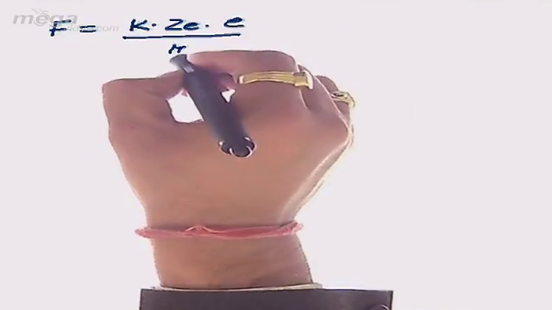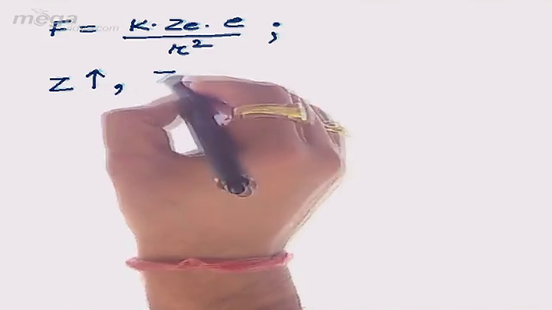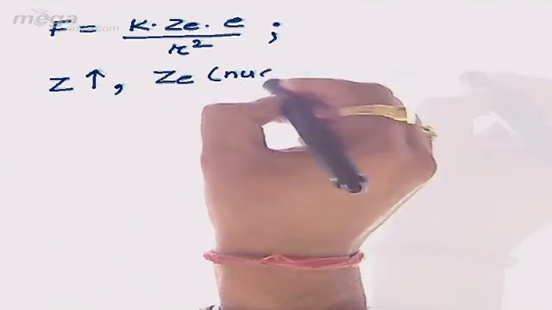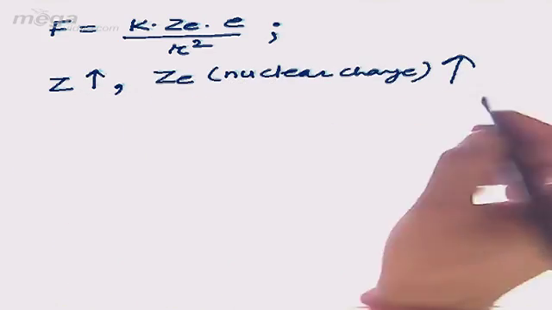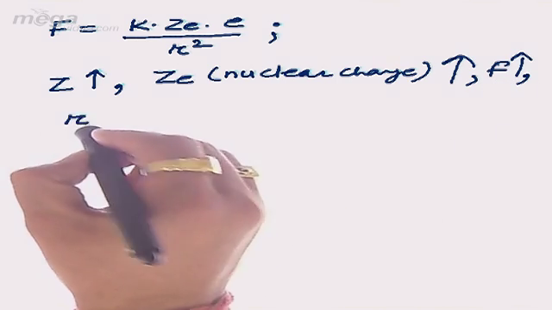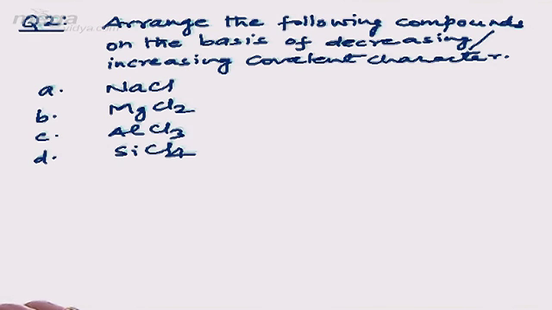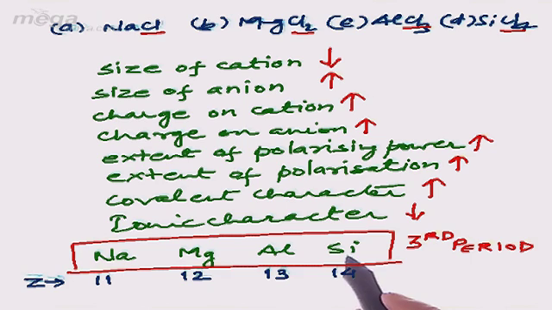What we know is that the attractive force is given by K into Z effective into e upon r square. Now as atomic number increases, Z effective, which is called nuclear charge, also increases. So increase in the nuclear charge and increase in the attractive force will decrease the atomic radius. Means if we compare the size, the size of silicon will be the smallest, then aluminium, then magnesium, then sodium.